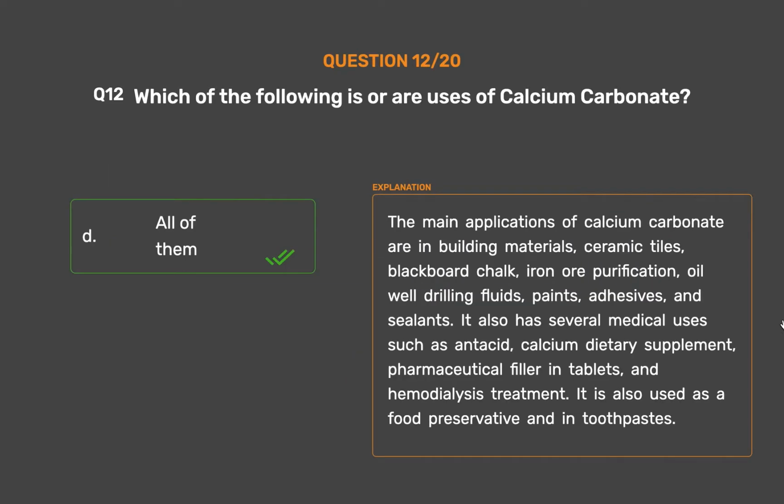All of them. The main applications of calcium carbonate are in building materials, ceramic tiles, blackboard chalk, iron ore purification, oil well drilling fluids, paints, adhesives, and sealants. It also has several medical uses such as antacid, calcium dietary supplements, pharmaceutical filler in tablets, and hemodialysis treatment. It is also used as a food preservative and in toothpastes.